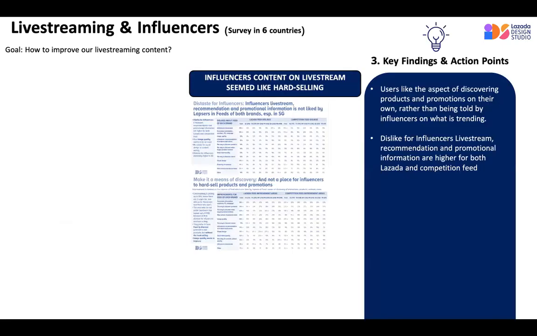So this is a study which we did, and we saw that influencers' content on live streaming seemed like hard selling. That was the main issue we were finding in live streaming, especially when an influencer comes in, not so much a seller. And even for sellers, obviously a seller will be hard selling their own products. And even when influencers come in, they shouldn't look like they are hard selling.